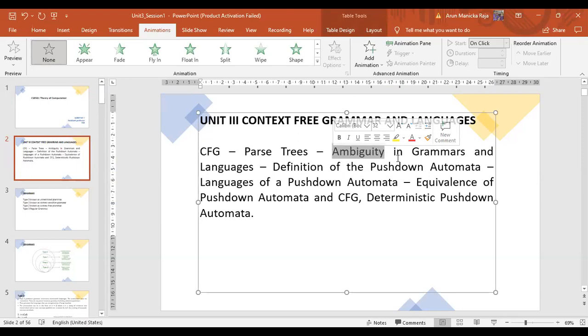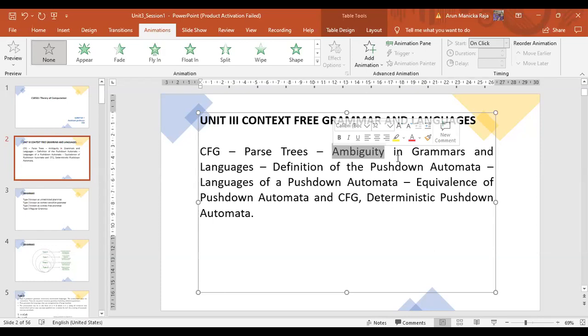Normal meaning. Okay, no issues. Ambiguity in grammars and languages, and moving to push down automata and how we can convert the CFG to PDA and PDA to CFG. Okay. And normally the push down automata is called as non-deterministic push down automata. Okay.